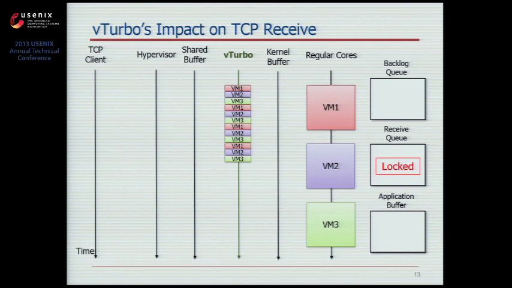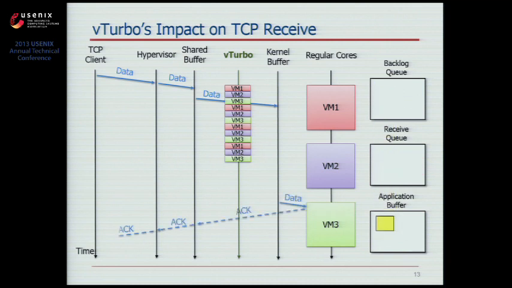the lock. So even though we have the vTurbo, which can process the incoming packets and put them in the backlog queue, since there's no ACK generation, when the congestion window on the TCP client is full, the TCP client will stop sending data to the server. So the I/O processing delay still exists.